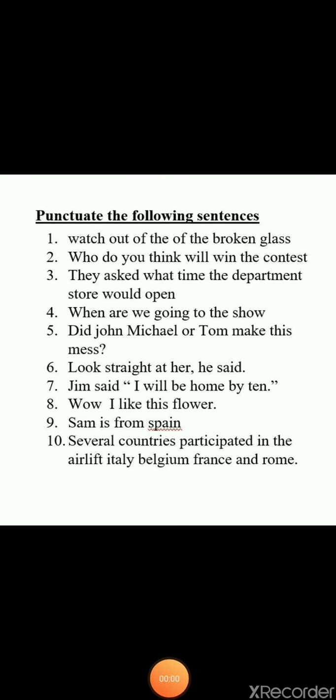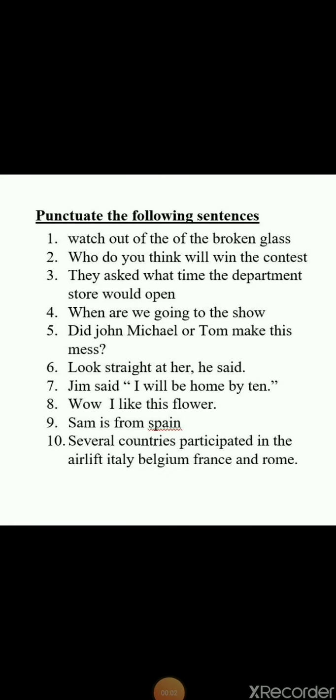Very good. This is absolutely incredible. This is the sentence. What punctuation mark should be given here? Yes, it is an exclamation mark. My children are so brilliant. Very good.